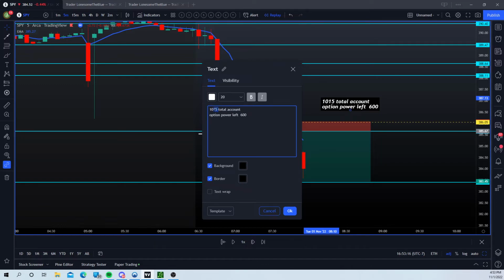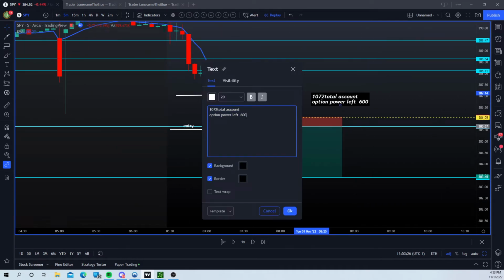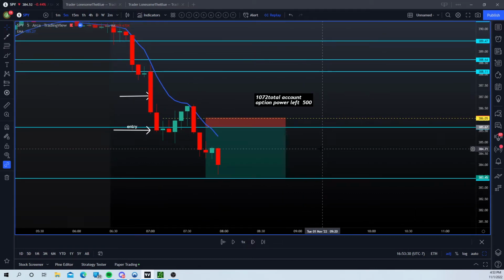That's 10.58, 60, 67, 72. 1,072 in your account with 500 option power left. See that? So now you only make $72 in the day.